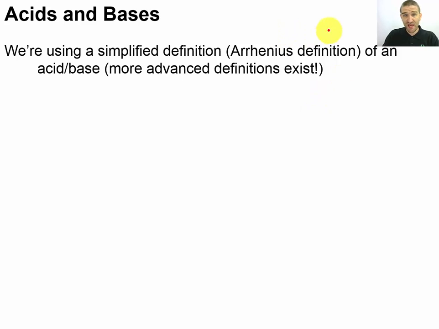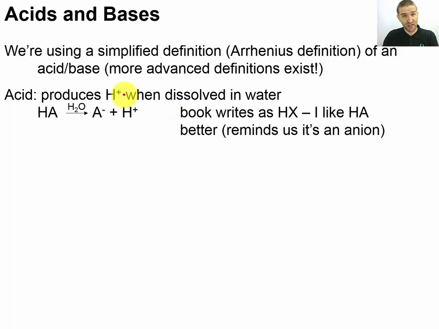In that definition, we're going to say that an acid produces H plus when dissolved in water. You can also write this as HX. I like to say HA. Different books will sometimes write it as HX. The reason I like this better is because when you have your anion written as A minus, it really helps you remember that that's a generic anion. It also helps imply that when paired up with H, it ends up being an acid, and reminds us that we're going to have our H plus form from that. That's the kind of thing we're talking about there.